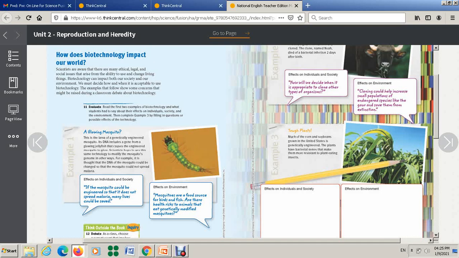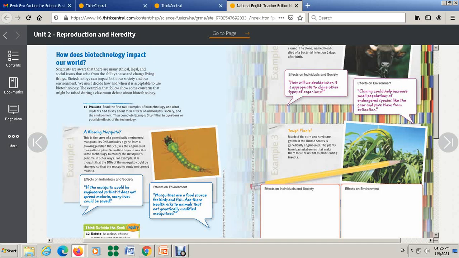Its DNA includes a gene from a glowing jellyfish. Actually, they have inserted a gene from a glowing jellyfish into its genome, okay? That causes the engineered mosquito to glow. So that's why you can see it glow, okay? Scientists hope to use this same technology to modify the mosquito's genome in other ways. For example, it is thought that the DNA of the mosquito could be changed so that the mosquito could not spread malaria.